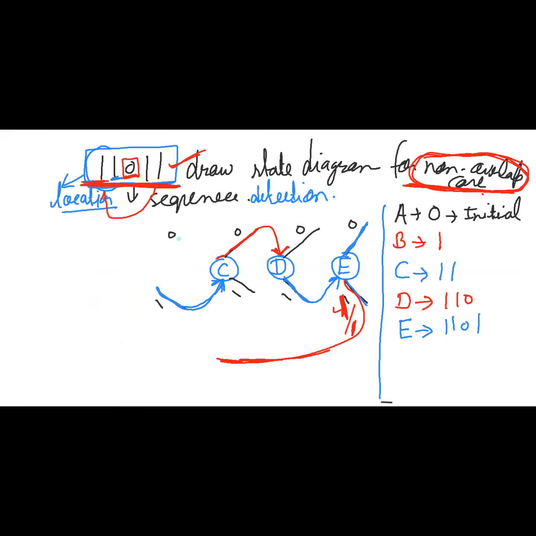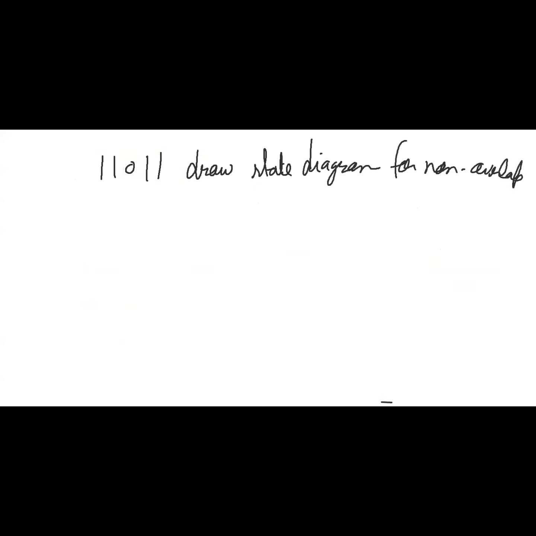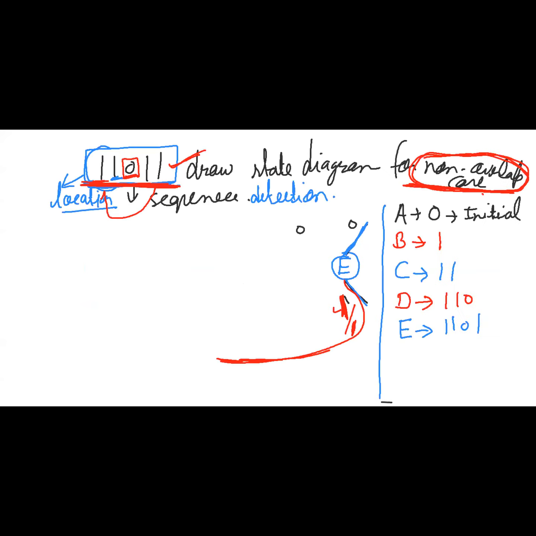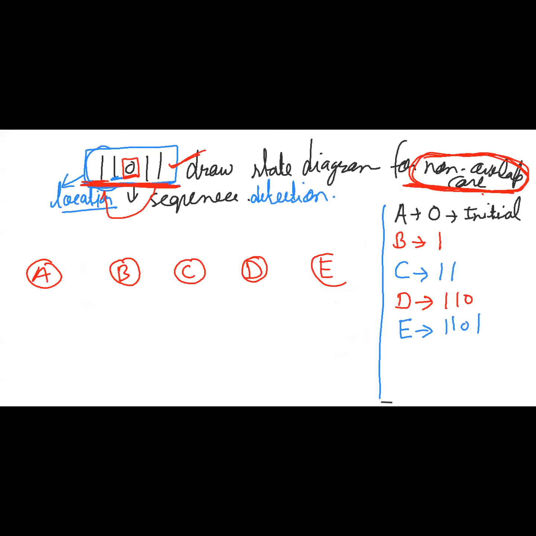So how many digits are in this string, girls, for which we want to draw the state diagram? 5 digits. So how many states will exist? 5. A, B, C, D, and E. And now A is the initial state. What is the sequence we need to complete? 11011. So A to B, 1, B to C, again 1. So A is initial, B is 1, C is 11, and for D, 0. For E, 1.